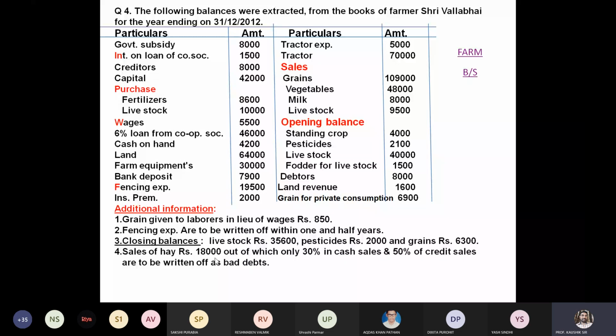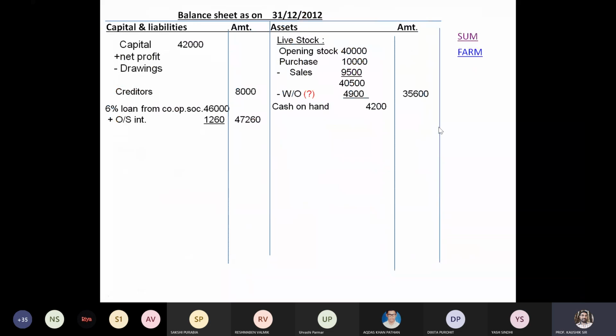Go to the balance sheet. Cash on hand, that we have 4,200. We will add the 30% cash sale, 5,400, means total cash we have 9,600.